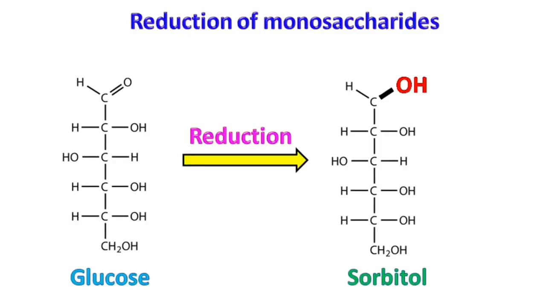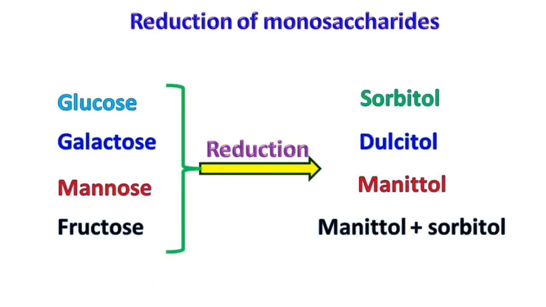Reduction. Reduction of aldehyde or keto group results in formation of alcohol. Reduction of glucose gives sorbitol, galactose gives dulcitol, mannose gives mannitol, and fructose gives mannitol and sorbitol.